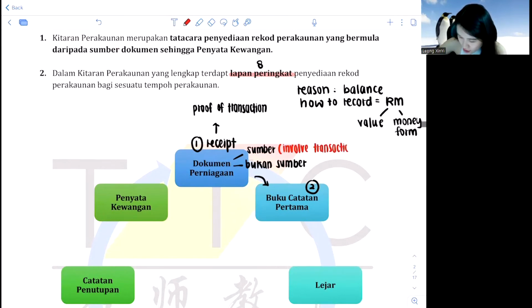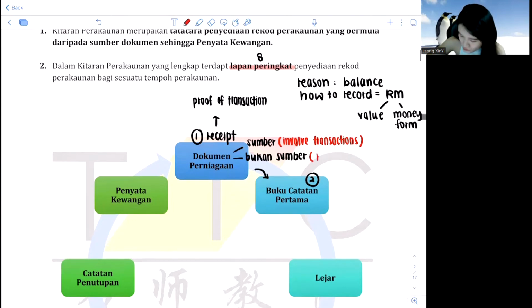Because sumber means there is information inside, and the information would actually involve transactions. Now, for bukan sumber, right? Bukan sumber is only a reminder or a reference. That's why we need to record the sumber into buku catatan pertama instead of bukan sumber. All these document bukan sumber, we'll just keep in a file, and whenever we need to refer back, we will just take the file out and see. There's no place for you to record them. Meanwhile, for document sumber, we keep the receipt and also put them into their respective books.